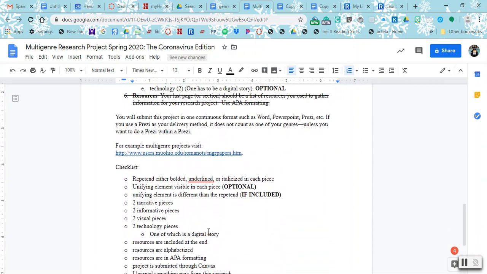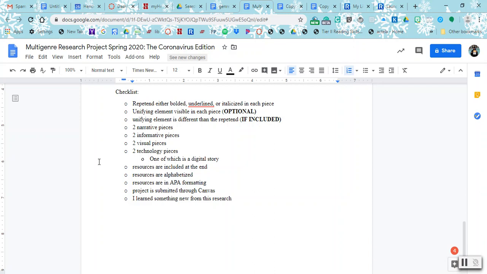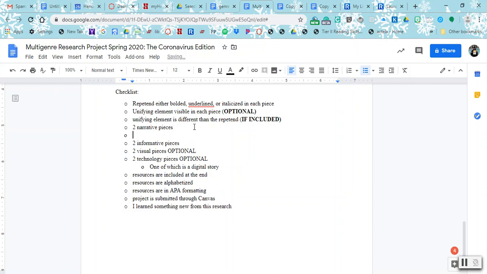Then I have a checklist for you. You can check off all of these things. Make sure your repetent is bolded, underlined, or italicized. Make it obvious what your repetent is. Don't make me guess. I don't want to hunt for it. It should be just boom for me to see. If you're doing a unifying element, it should be visible in each piece. And it should be different than your repetent, so you can check all these off before you submit it to Canvas. You'll have 2 narrative pieces, 2 informative pieces. Again, visual is optional. Technology pieces, optional.